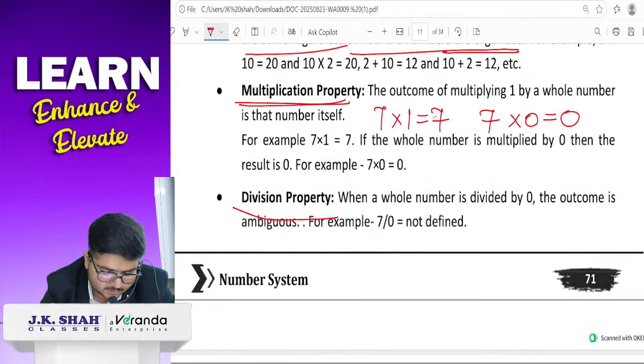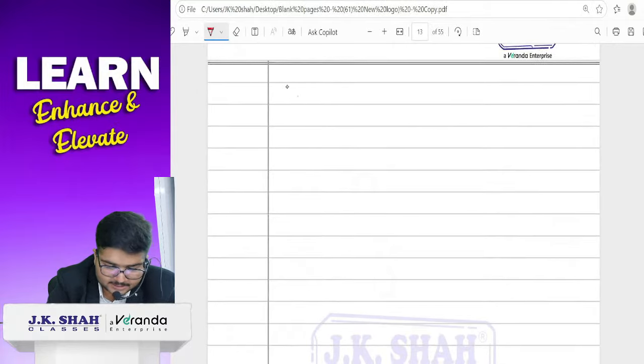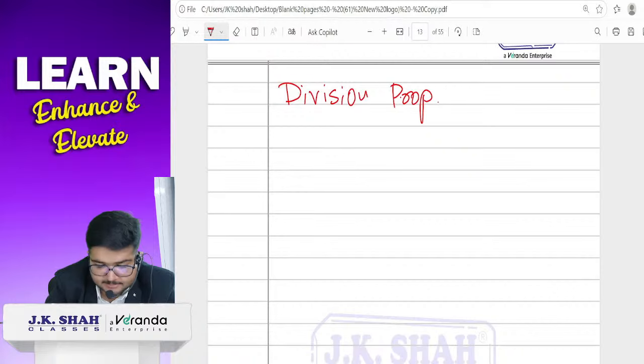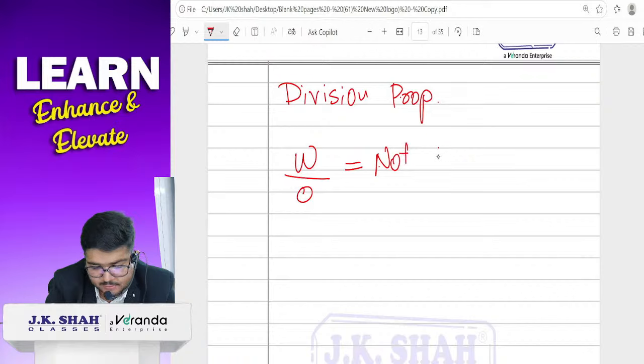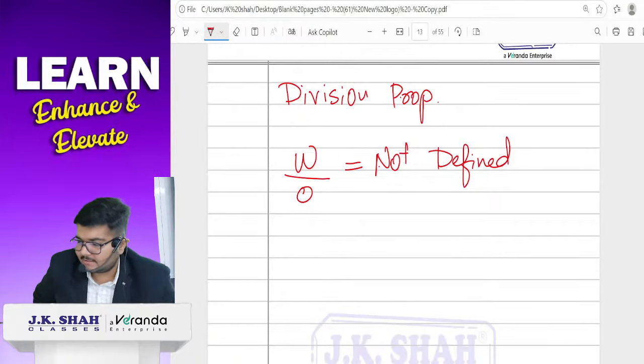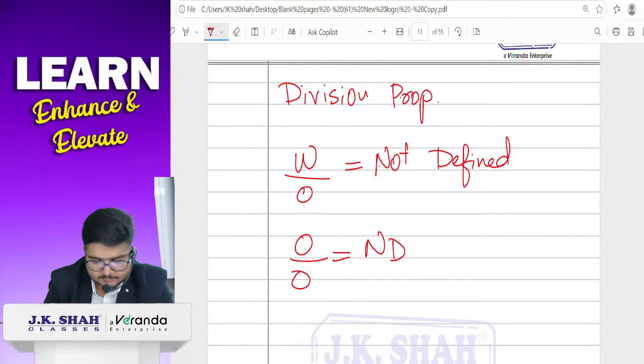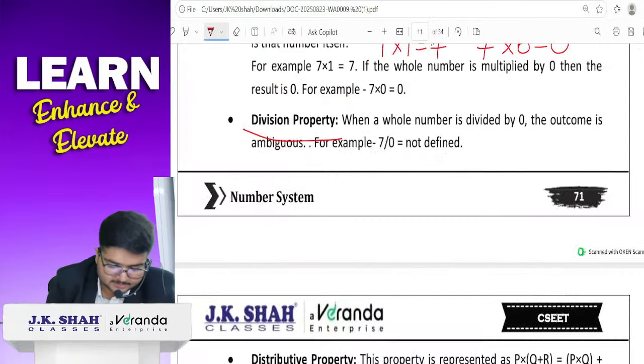Now comes division property. Now obviously in division property we have to divide, right? So what is the division property trying to tell you? Very simple thing. Let us take division property. Take any whole number, if you divide it by 0, answer will always be not defined. Understood? Even if you take 0 upon 0, answer is not defined. 0 upon 1 is 0, but 0 upon 0 is not defined.